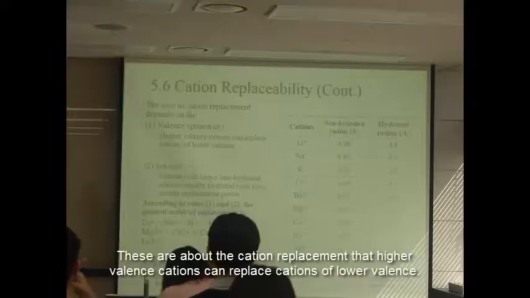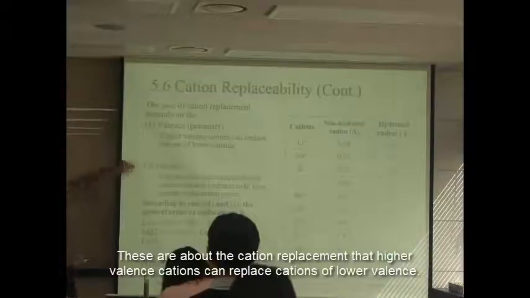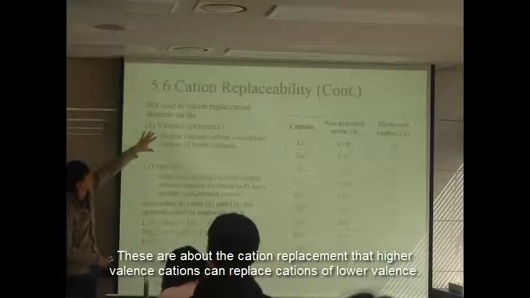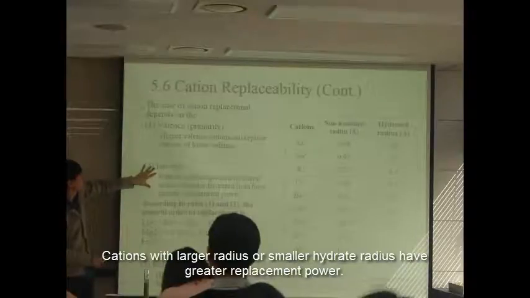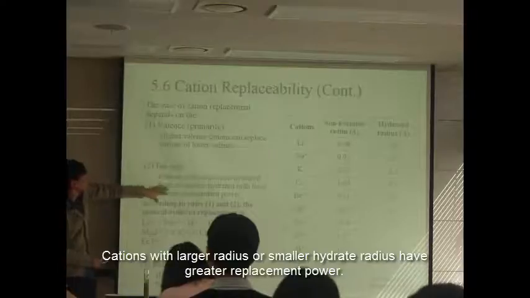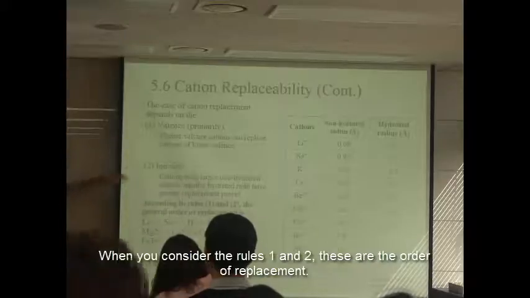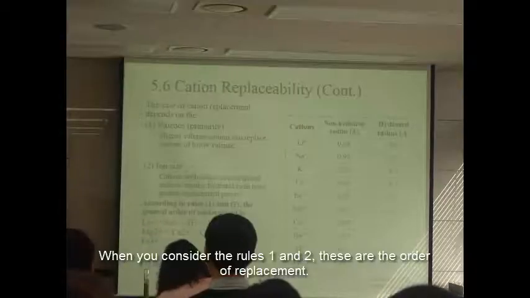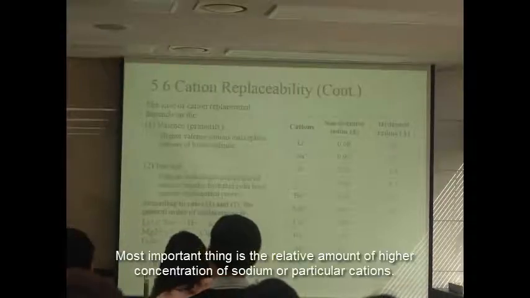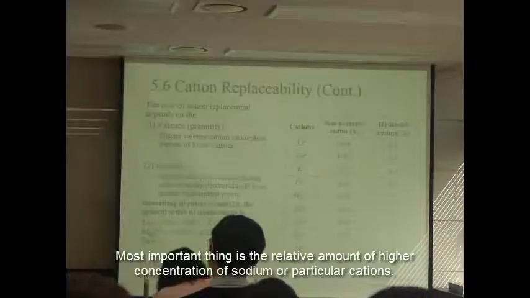These are the kinds of cation replacement. A higher valence cation can replace a cation with lower valence, and an ion with a larger radius of the cation or smaller hydrated radius will have a greater replacement power. So when you consider these two, you have this kind of replacement order. And the most important thing is actually the relative amount, the high concentration of the sodium or of the particular cation.